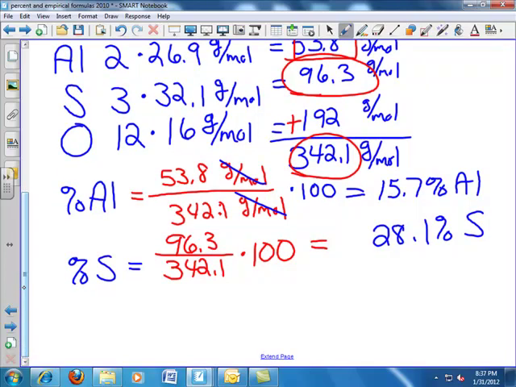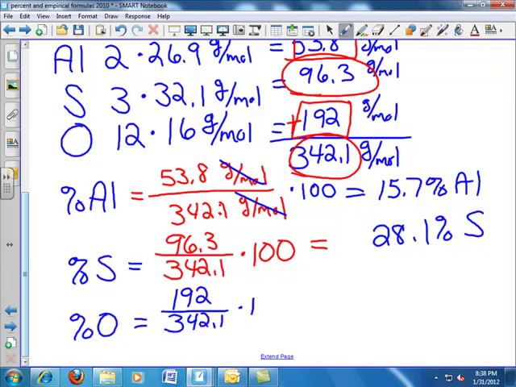And then my last one is I want to find the percent of oxygen. Now it kind of looks like oxygen has the largest mass here, so I bet it has the largest percent. Okay, so I'm going to take the mass of oxygen, which is now 192. So I'm going to take 192 divided by my total, 342.1 times 100. And that is going to equal 56.2%. And that's percent of oxygen.